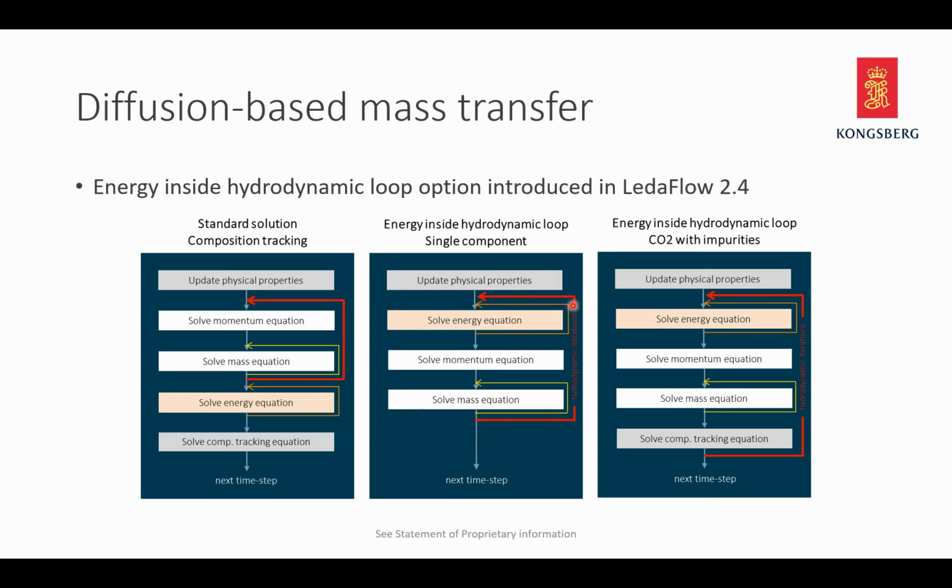This has been done because CO2 cases can be very difficult to converge because the density depends strongly on the temperature. For the CO2 with impurities model, we saw that we needed also to solve the composition tracking equations inside this hydrodynamic loop. So that is the difference between the CO2 with impurities model and the standard composition tracking model.